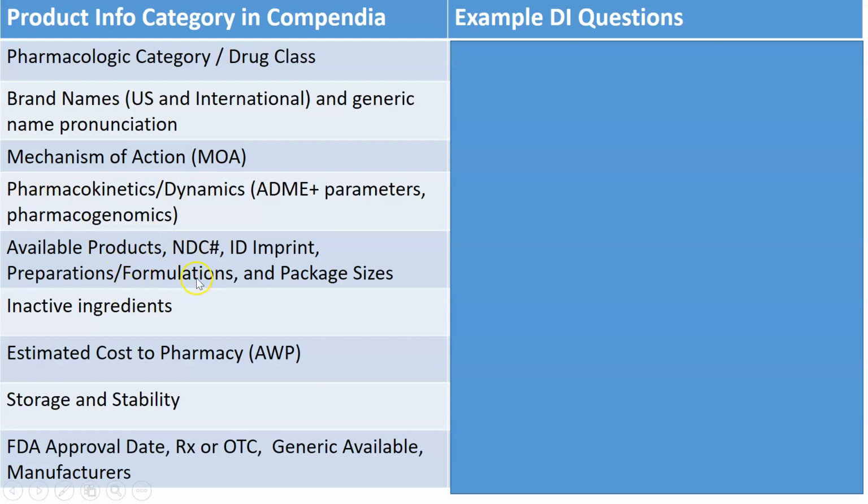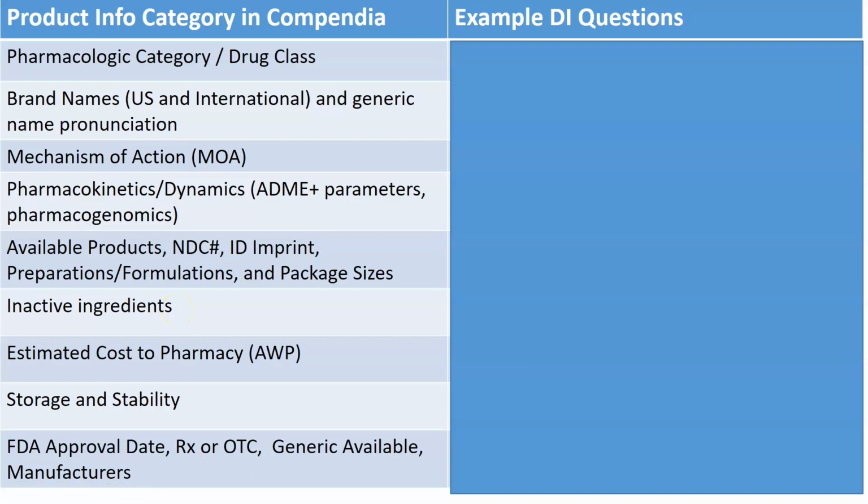We will take a look at how you find out what products are on the market, their unique identifiers, which includes an NDC number and an identification imprint that is on a lot of solid dosage forms. We'll talk about the different types and forms of drugs that are available for the same generic entity. So for example, some drugs come as a transdermal patch and an oral tablet and an oral capsule, and perhaps even a rectal formulation.